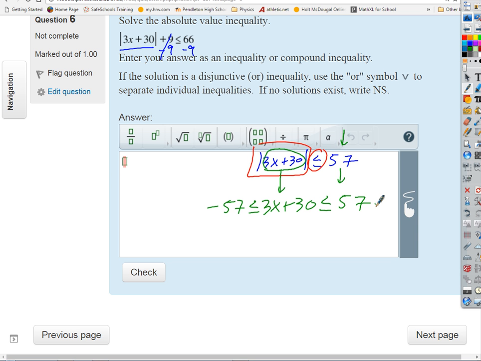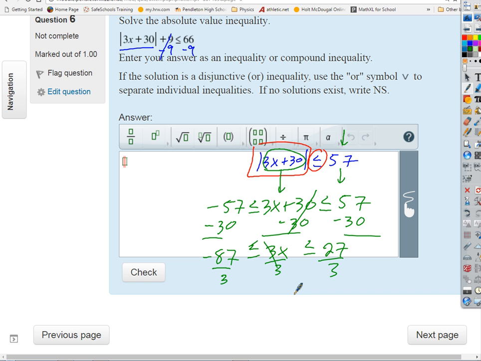Now all we've got to do is isolate the x. First I've got to subtract 30 from all parts, which gives me 3x in the middle, negative 87 on the left, and what do we get here, 27 on the right. Last step is divide everything by 3. And so that's going to give me negative 29 less than or equal to x less than or equal to 9. So that's my answer.